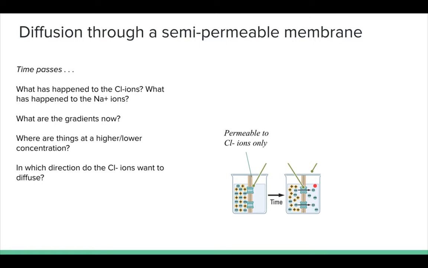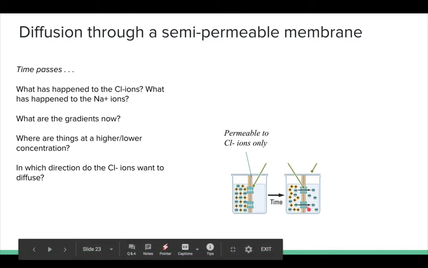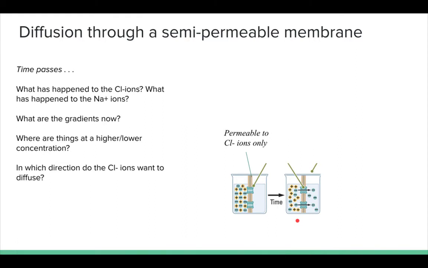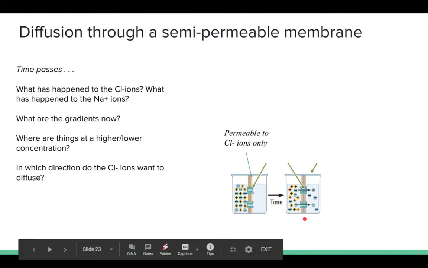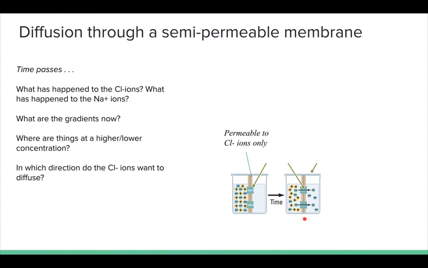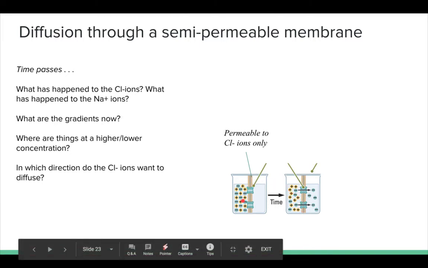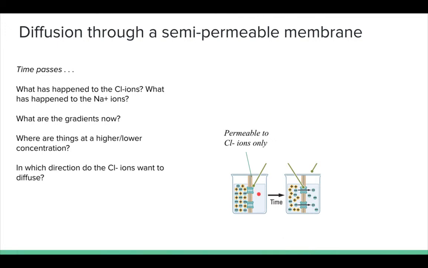What we have is a net negative excess of charges here and an excess of positive charges here. We have a separation of charges. We have an electrical gradient in addition to these chemical gradients. And what's important, and this is probably the most critical point, at the beginning here, the chemical gradients are pushing our chloride ions from the left side to the right, from the area of higher chloride concentration to lower chloride concentration.